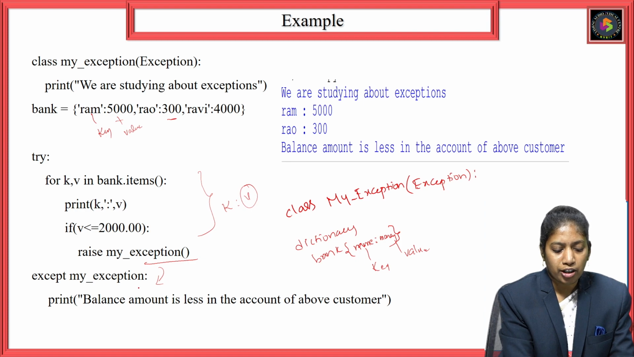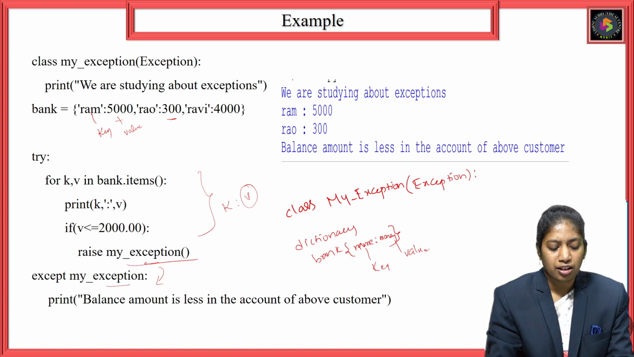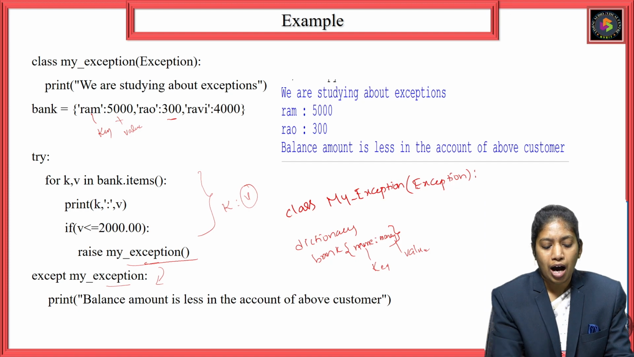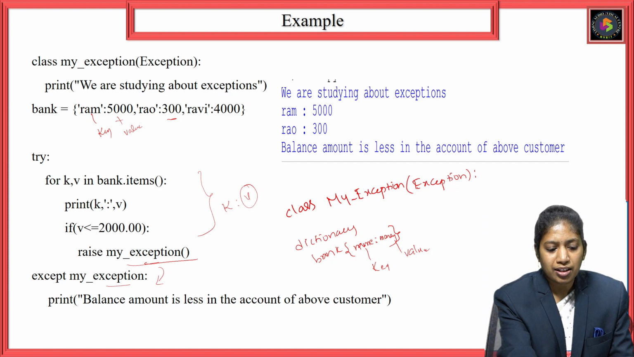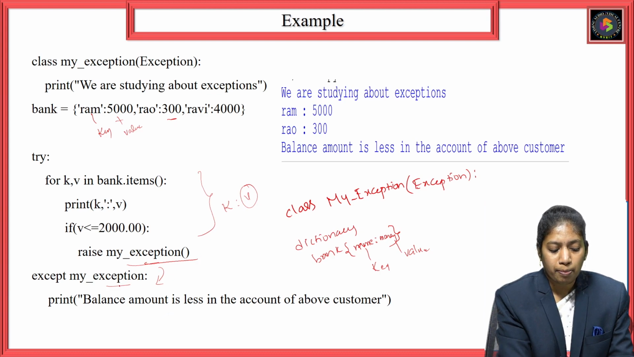So whenever it raises exception, it goes to the except block. The same name should be written here and here. So our balance amount is less in the account of a above customer. Whenever it is executed, 5,000 is greater than 2,000, so no problem. Whenever it reads the value of a 300, immediately it raises exception, my exception. Then the corresponding exception needs to be caught by the except class. What is there in the except class?